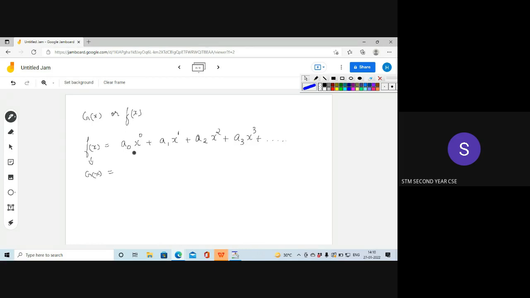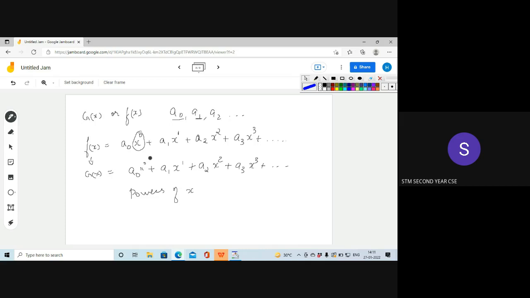And now what is this term? a0 x raised to 0. Any number raised to 0 becomes 1. So this becomes a0 plus x raised to 1 is x itself, so you get a1x plus a2x square plus a3x cube and so on. So this is a sequence of numbers expressed in powers of x. Here it is x raised to 0, x raised to 1, x raised to 2, etc. And the sequence that we want here is a0, a1, a2, etc.